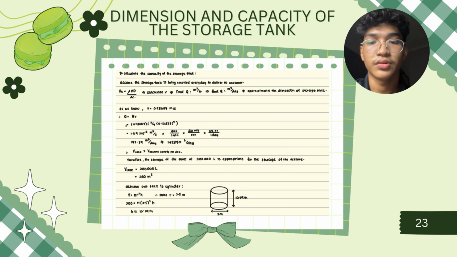As we know, we need the volume of the tank to be greater than the volume of acetone supplied per day. Therefore, we take 200,000 liter for the volume of the tank. Now we need to find the dimension. We assume that our tank is a cylinder, so we use the formula V equals pi r squared h, and we take the radius of the cylinder to be 2.5 meter and calculate that our height is 10.19 meter.